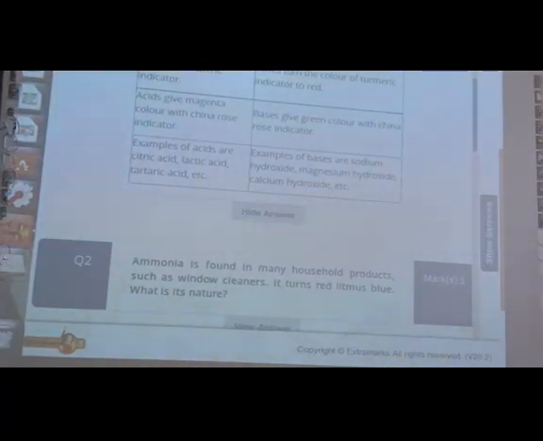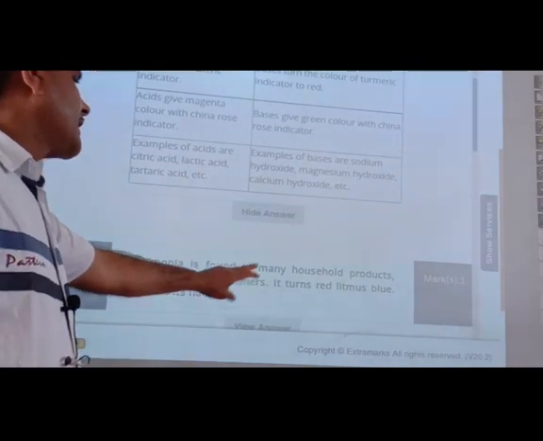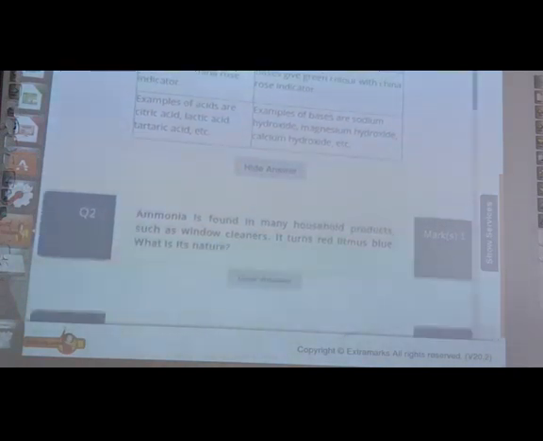Let us move to question number 2. Ammonia is found in many household products such as window cleaners. It turns red litmus blue. What is its nature? Very simple. It is turning red litmus blue, which means it is basic in nature. Let me show the answer also. Ammonia is basic in nature as it turns red litmus blue. Bases turn red litmus blue.